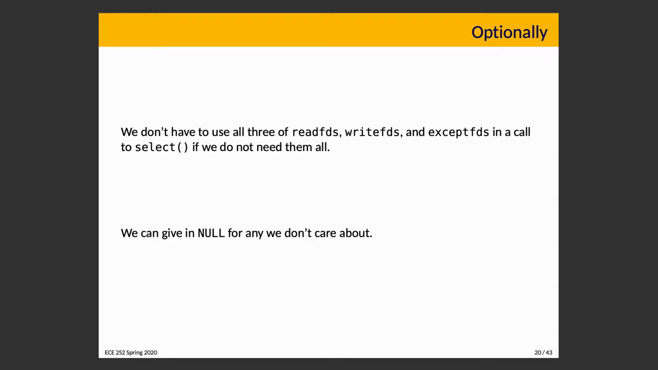So we don't have to use all three of read, write, and except file descriptors in a call to select if you don't need them all. You can provide null for anything that you don't care about. So if you don't care about sockets that are in an exceptional state, you just provide null for that argument in the call to select.